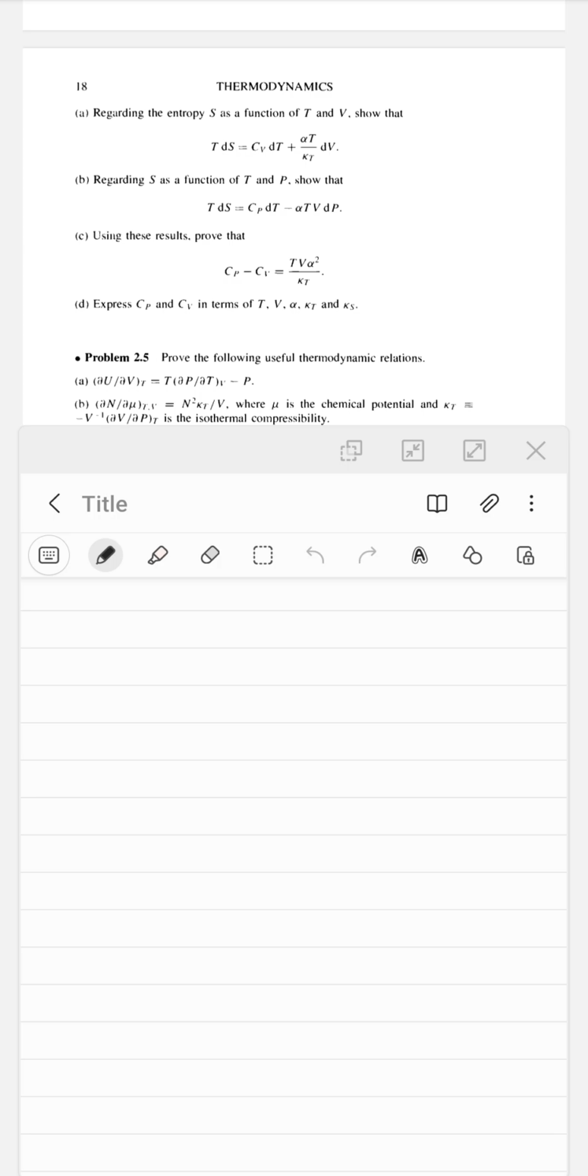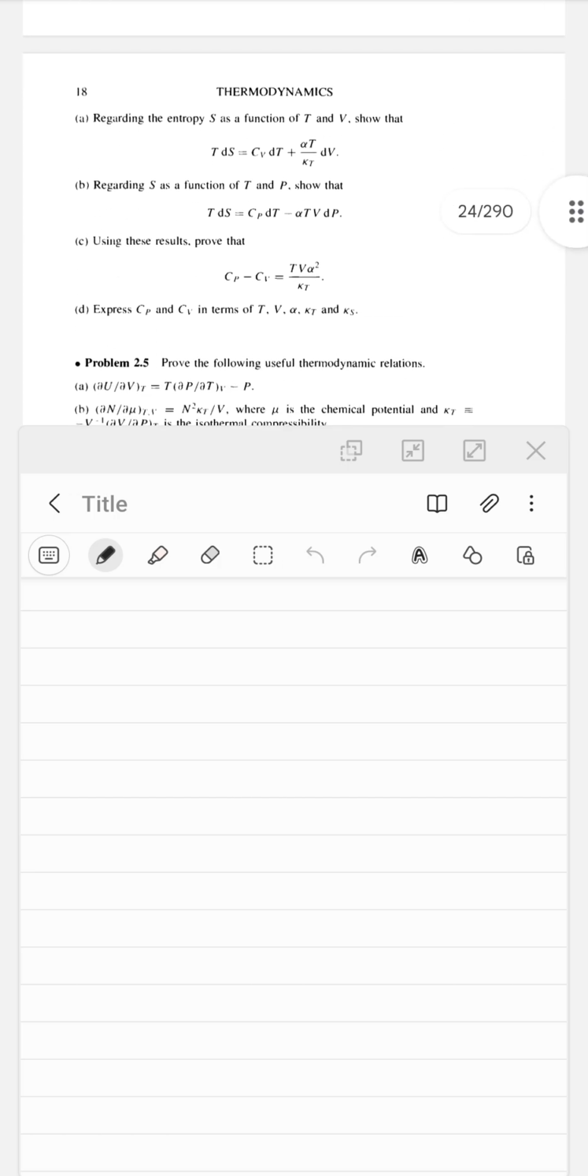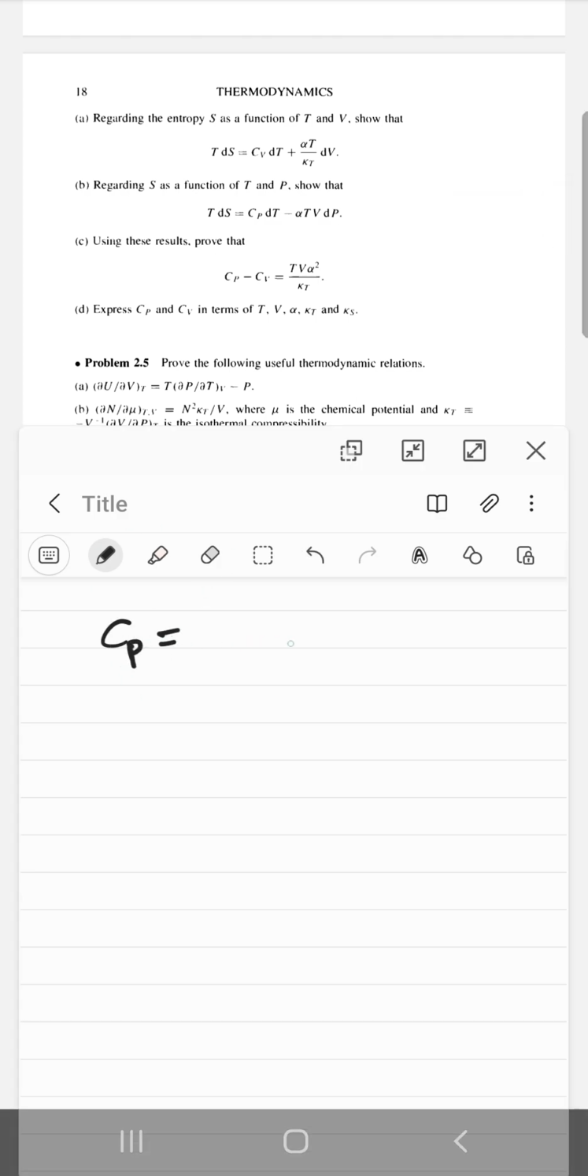And so I was pretty much done till the first three equations, and now we just want to be expressing Cp and Cv in terms of T, V, alpha, Kt, and Ks. And just to remember once again, Cp is essentially just T ds upon dt at constant pressure.